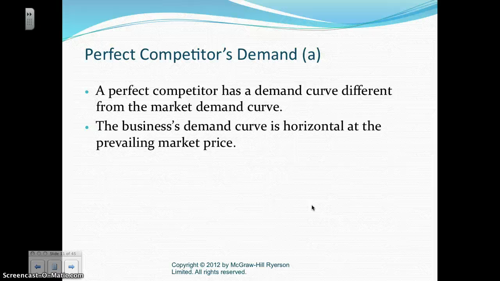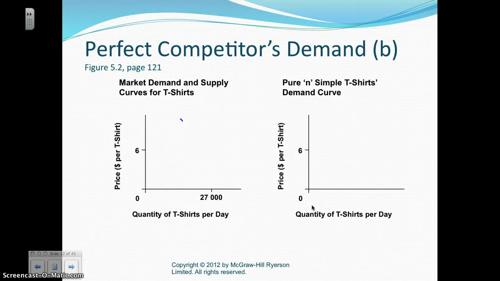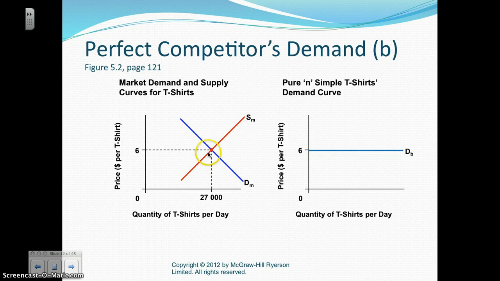So think of the equilibrium, where supply and demand intersect. We're going to see a graph here, I think. Here we go. So there's supply and demand intersecting, and then the price is set here at $6. So this is the market demand and supply curve for t-shirts. Then Pure and Simple's t-shirts demand curve at $6.